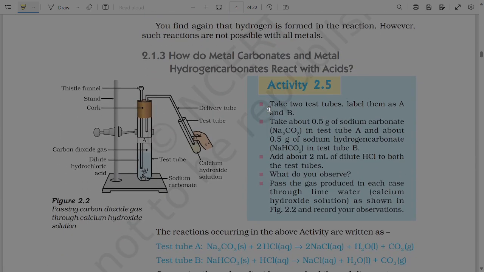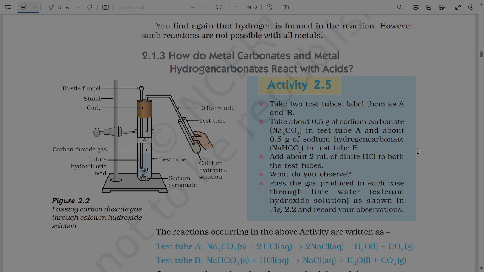Okay. So now, how do metal carbonates and metal hydrogen carbonates react with acids? We will take two test tubes and label them A and B. Take about 0.5 gram of sodium carbonate in test tube A and about 0.5 gram of sodium hydrogen carbonate in test tube B. Add 2 ml of dilute hydrochloric acid to both test tubes.